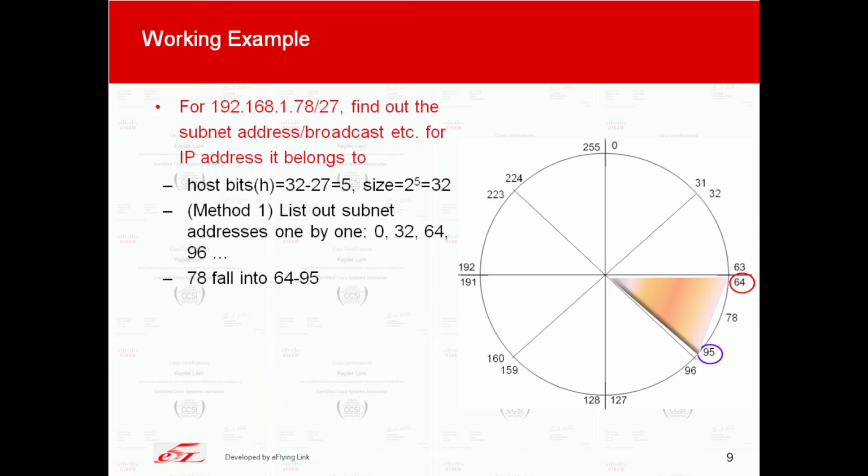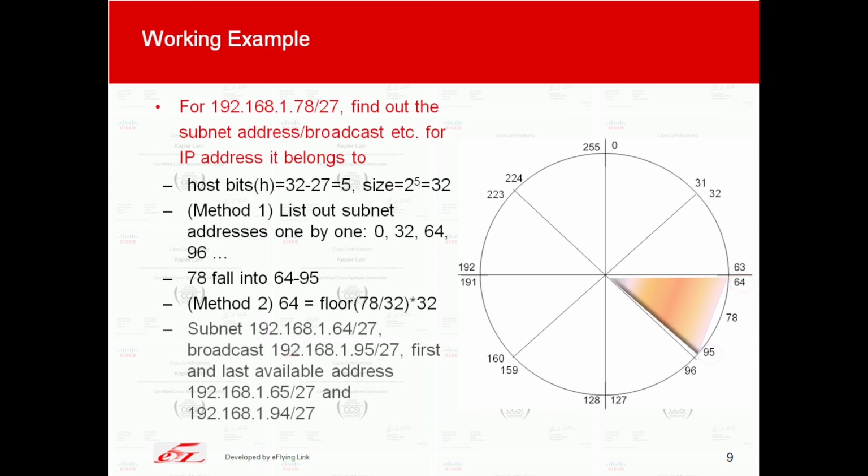A more precise mathematical method is that you divide the last byte by the size. Usually you will get a non-integer number. But then you just care about the integer part. Take the integer, multiply with the size, then you will immediately get the subnet number. For example, in here, you divide 70 by 32, you should get 2 point something. You don't care about the something, you just take the 2, and then multiply 2 with 32, you immediately get 64.